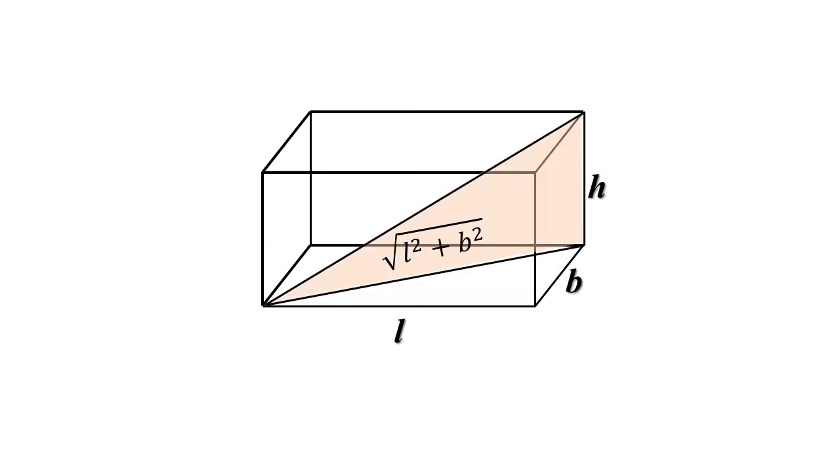Now let us take another triangle. In this triangle, the base is root of L square plus B square and the height is H. So the hypotenuse, that is the diagonal of cuboid, will be root of L square plus B square plus H square. So this is the formula to find the diagonal of any cuboid with dimensions L, B and H.